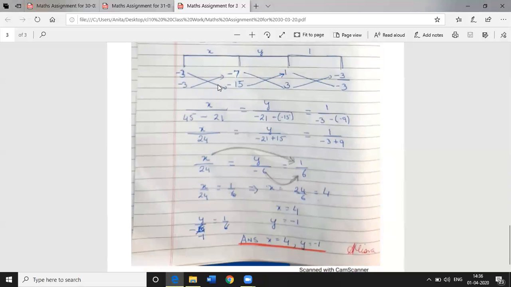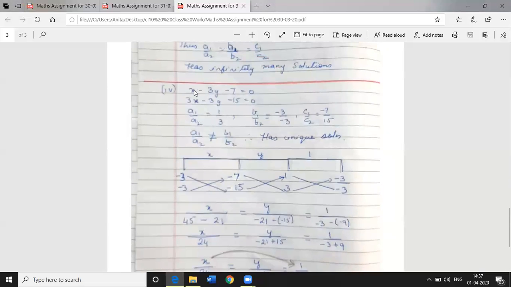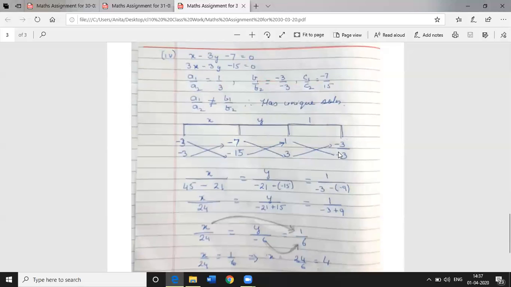Okay, so now here, what is this x? It will be minus 3, minus 3. Minus 7, minus 15. Then 1 and 3. And the last one is minus 3, minus 3. You have to write it with the signs also. See? Minus 3, minus 3. Minus 7, minus 15. 1, 3. And here again, minus 3, minus 3.